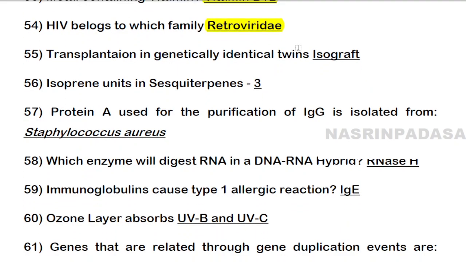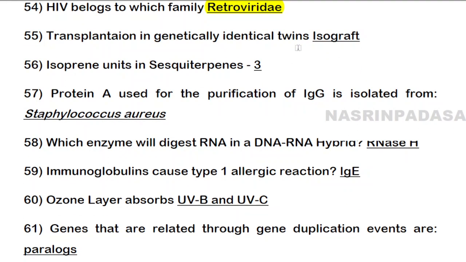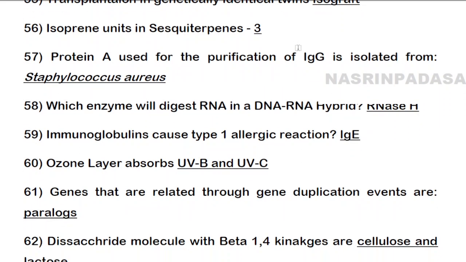Okay. Next, 55th question: transplantation in genetically identical twins is called isograft. Sometimes it is called syngraft. Okay. Next, the isoprene units in sesquiterpene are 3. So it is a 15-carbon compound. There are 3 isoprene units present, and each isoprene unit is made up of 5 carbons.